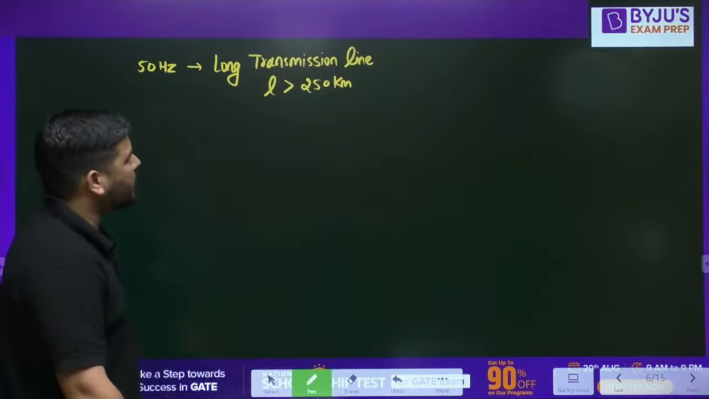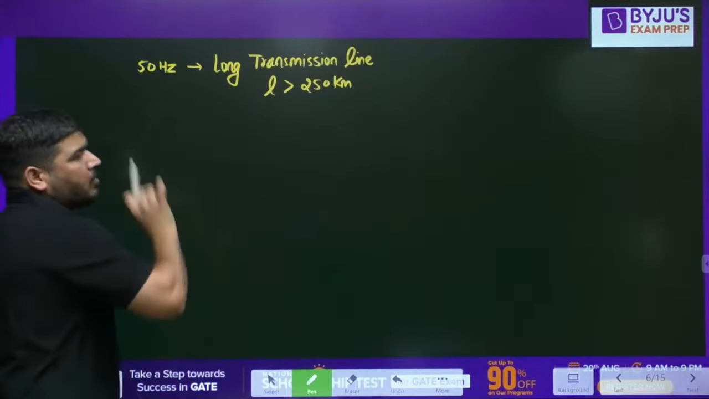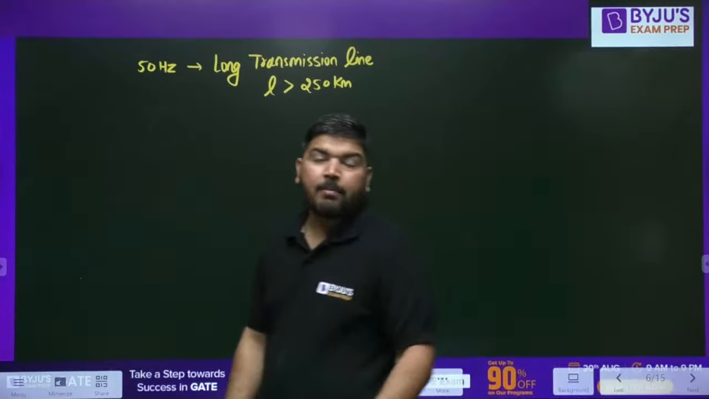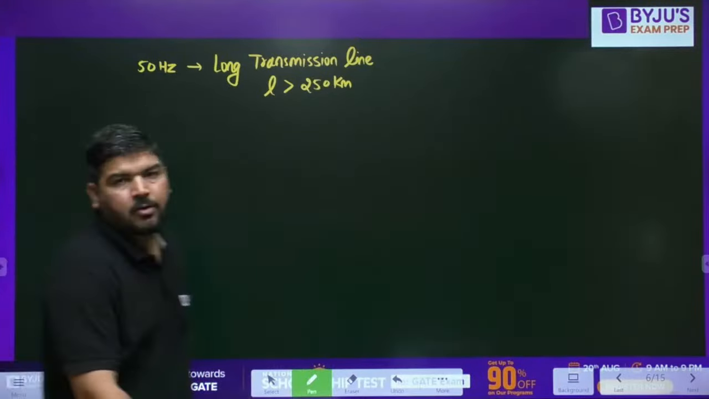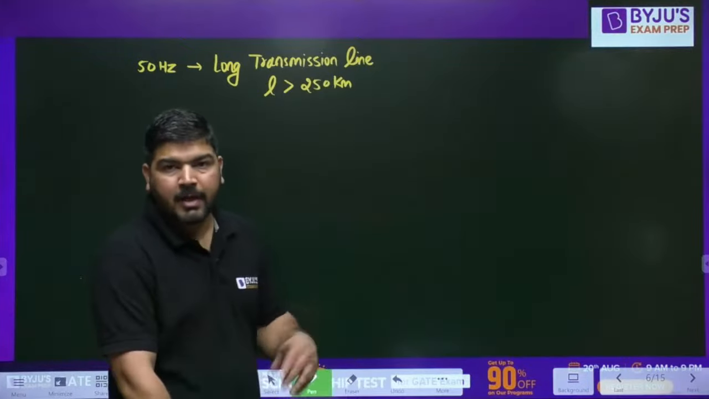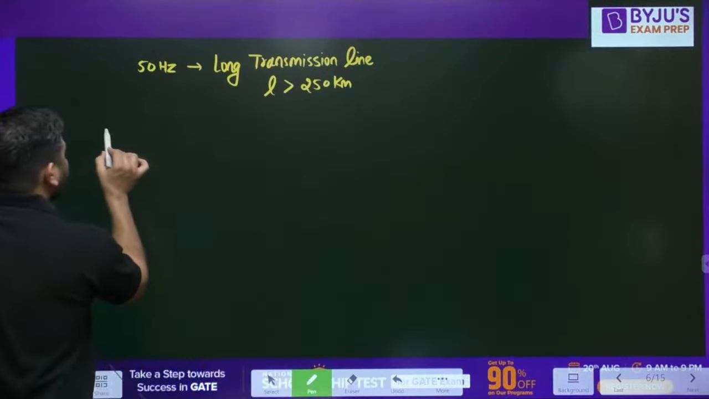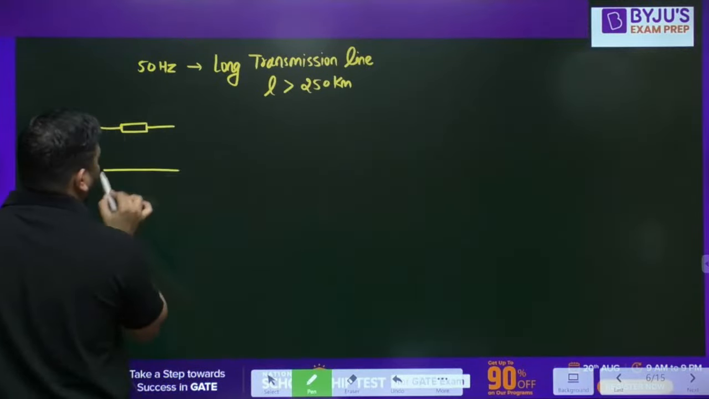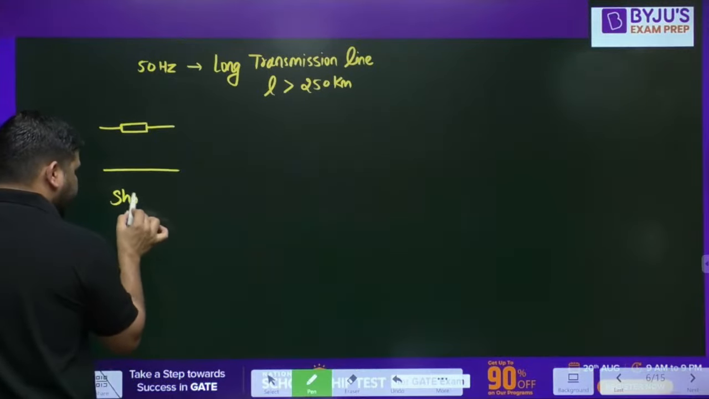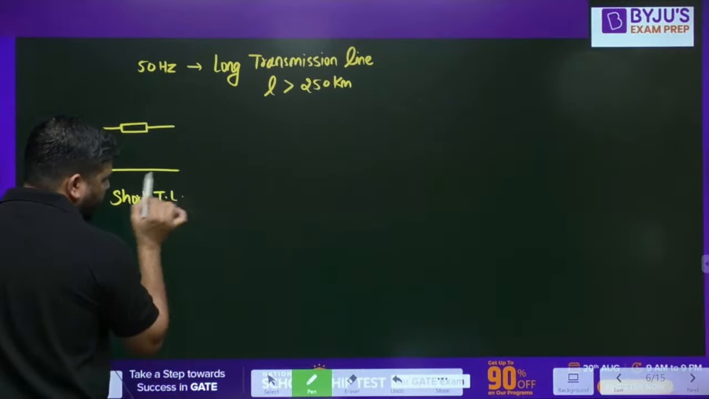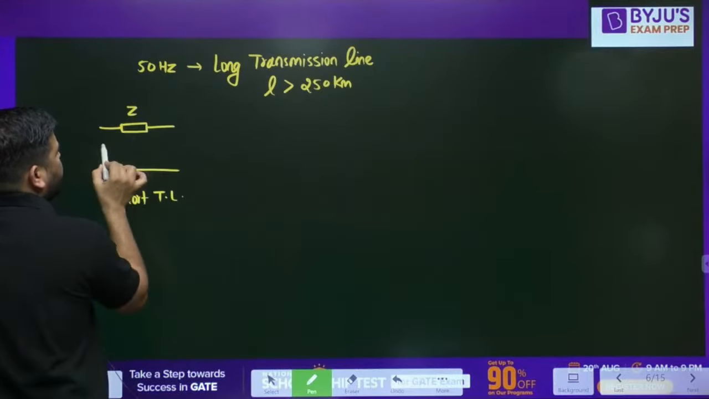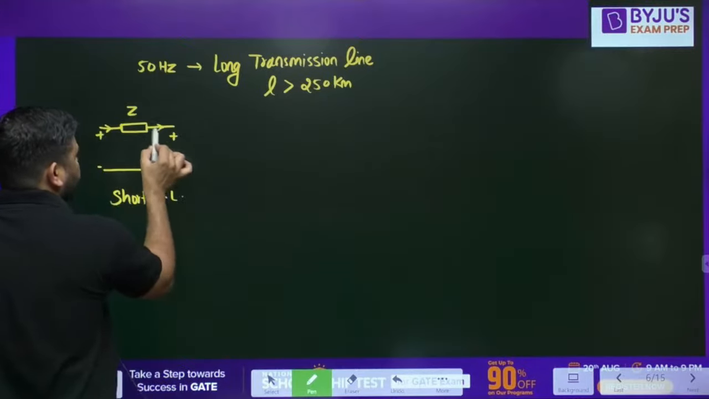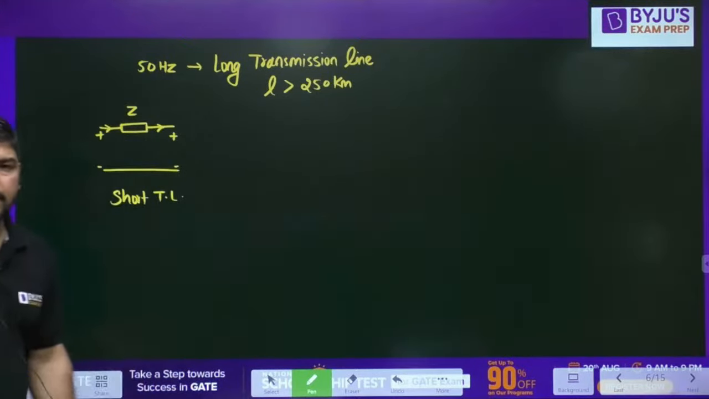Now to analyze the long transmission line, the first thing is you cannot lump the long transmission line. Lumping model is not allowed here. What do you mean by lumping model? If you look at the short transmission line or medium transmission line, you have lumped the short transmission line like this. This is my short transmission line. You have represented the series impedance. This is the sending end voltage, this is the receiving end voltage, sending end current and receiving end current. So you have shown the short transmission line like this.